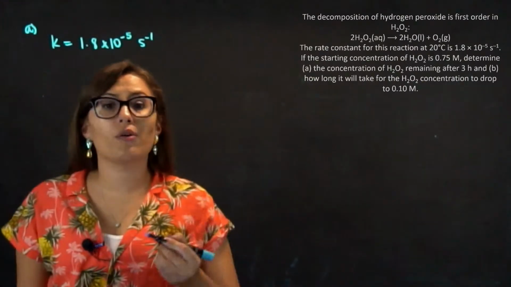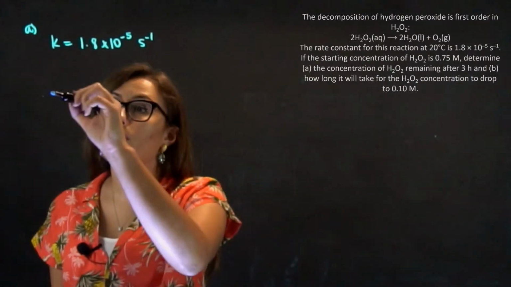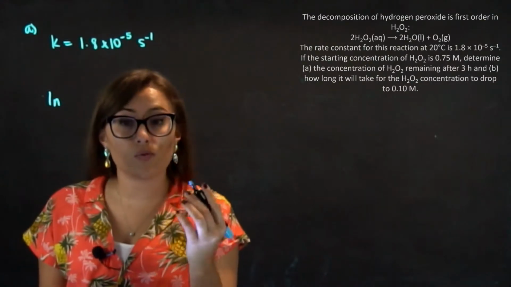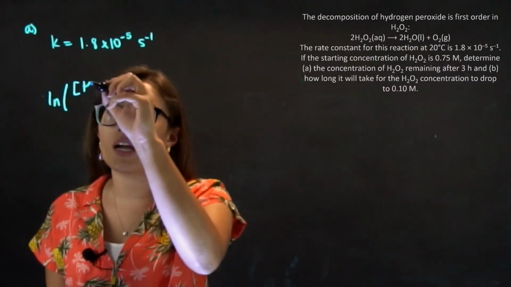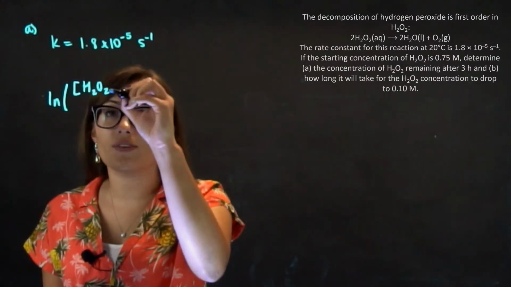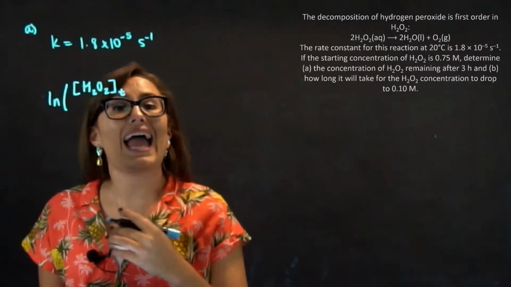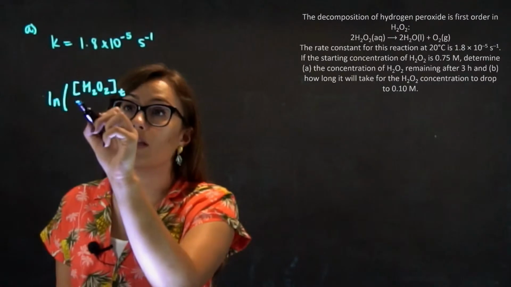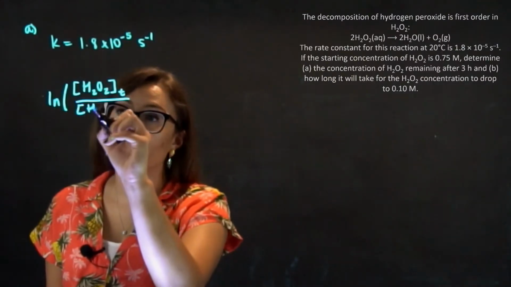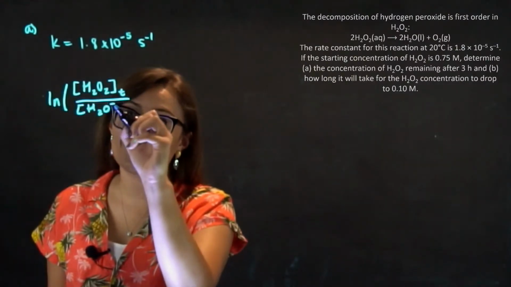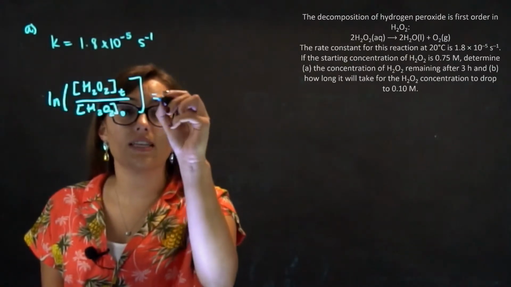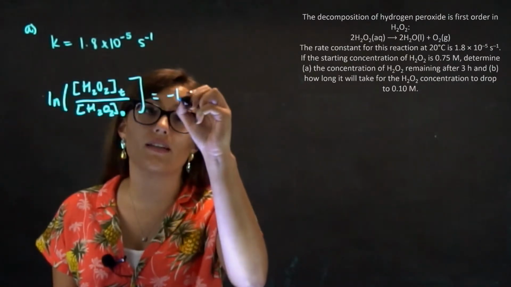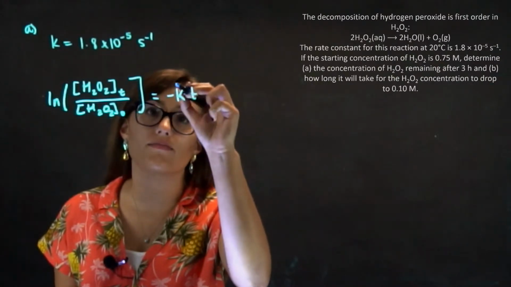So now that we know it's a first order reaction, we know that the rate equation for a first order reaction is ln of your concentration at a specific time, so in this case peroxide at some time, over the peroxide concentration of your initial concentration, is equal to negative k times t.